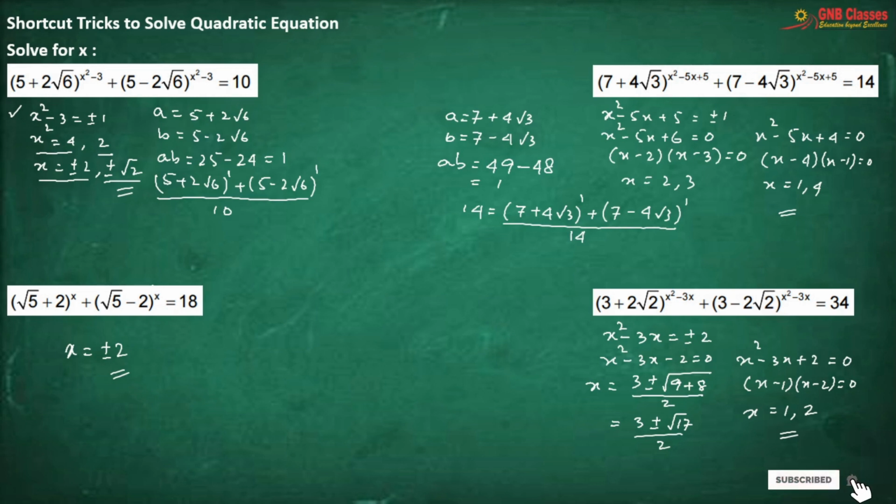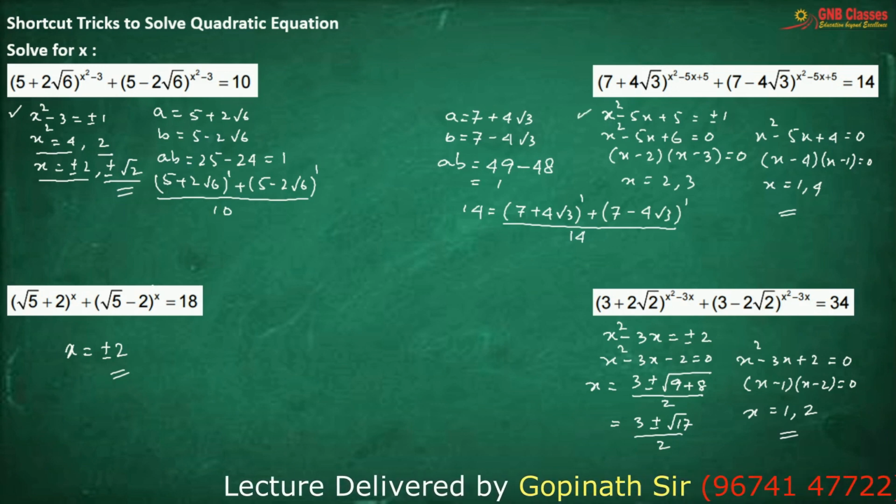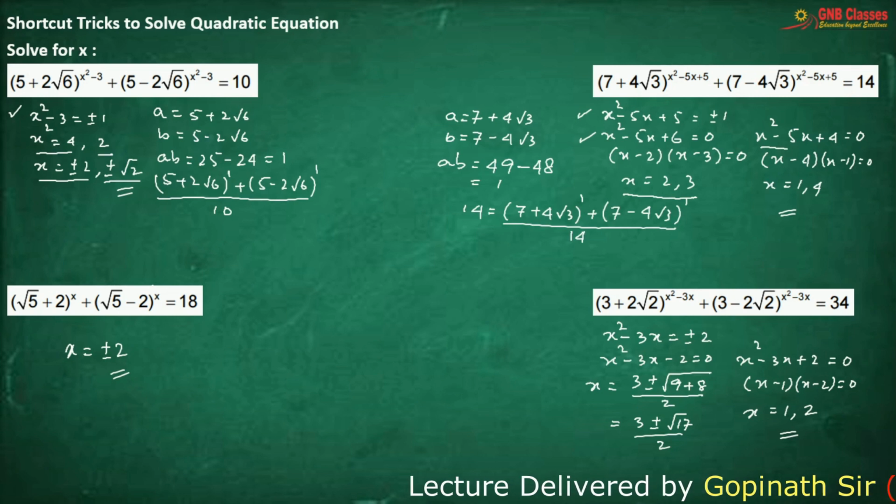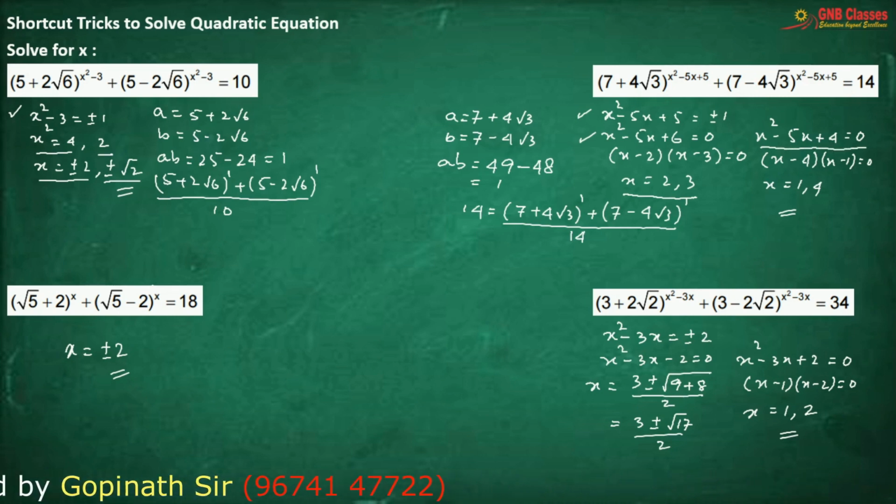Okay? So directly we can write that x is nothing but plus minus k. That is, x square minus 5x plus 5 equals plus minus 1. Now let me take minus 1 first. So we are getting x square minus 5x plus 6 equals 0. From there we are solving for x and we are getting x equals 2 and 3. Now we are taking plus 1. So we are getting x square minus 5x plus 4 equals 0. After solving we are getting x equals 1, 4. That's it. Is it clear?